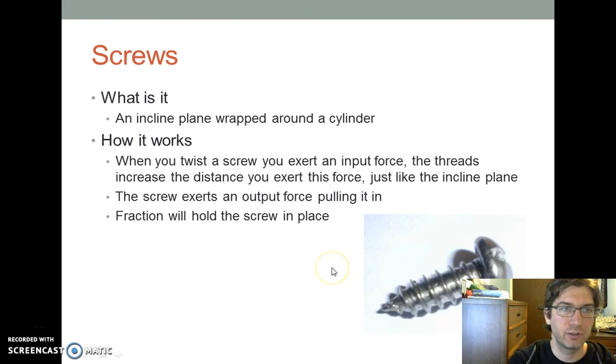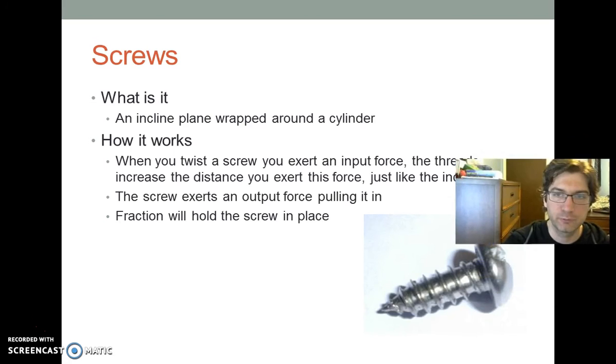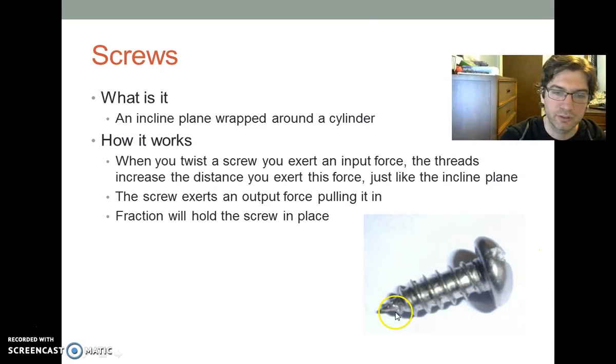Last one I want to look at in this video are screws. Screws you can think of as just an inclined plane wrapped around a cylinder. So if I move my face out of here, you can see this thread of our screw down here is the inclined plane, while the cylinder is the shaft of the screw there. How this is going to work is when you twist the screw, you exert an input force, and the threads increase the distance you exert that force, which is very much like an inclined plane. The screw exerts an output force, pulling it in, and the friction will hold the screw in place.